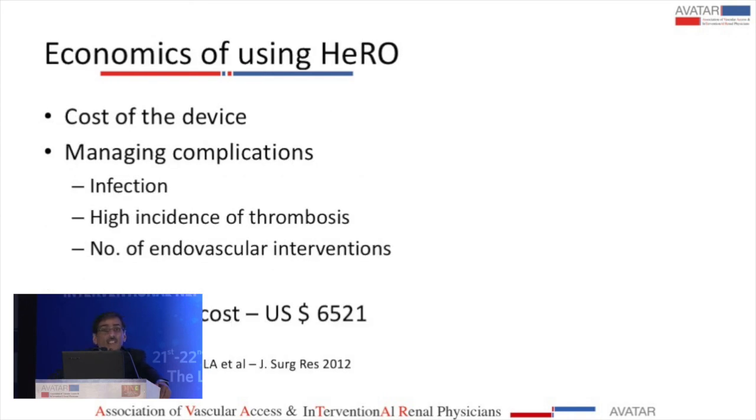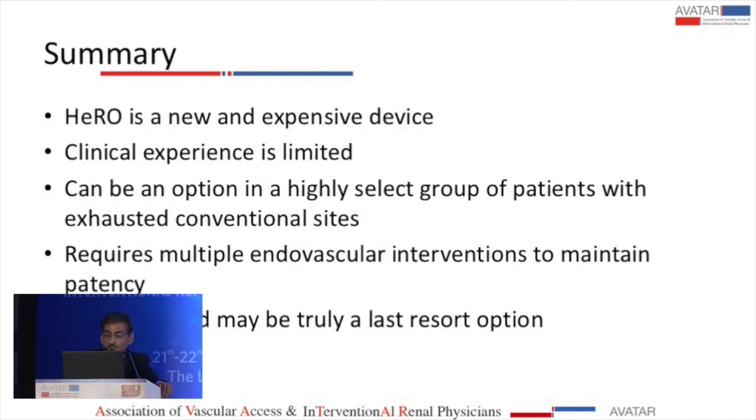And finally, whenever we move into new devices, we have to look into the economics, as far as morbidity to the patient, and economics as far as costs to the society and to the patient. Managing complications, high incidence of thrombosis, number of interventions required is very high. And in this one study, the only study currently published, the average 1 year cost to maintain this catheter was about $6,500 US.